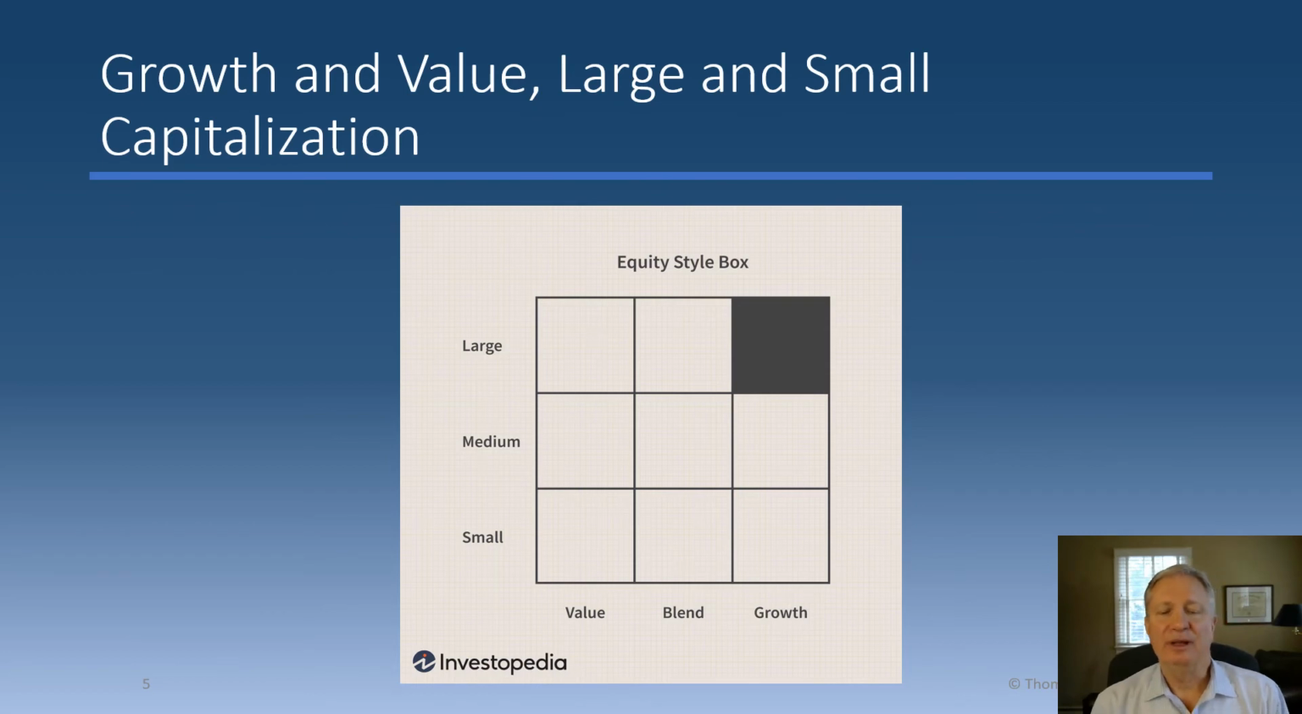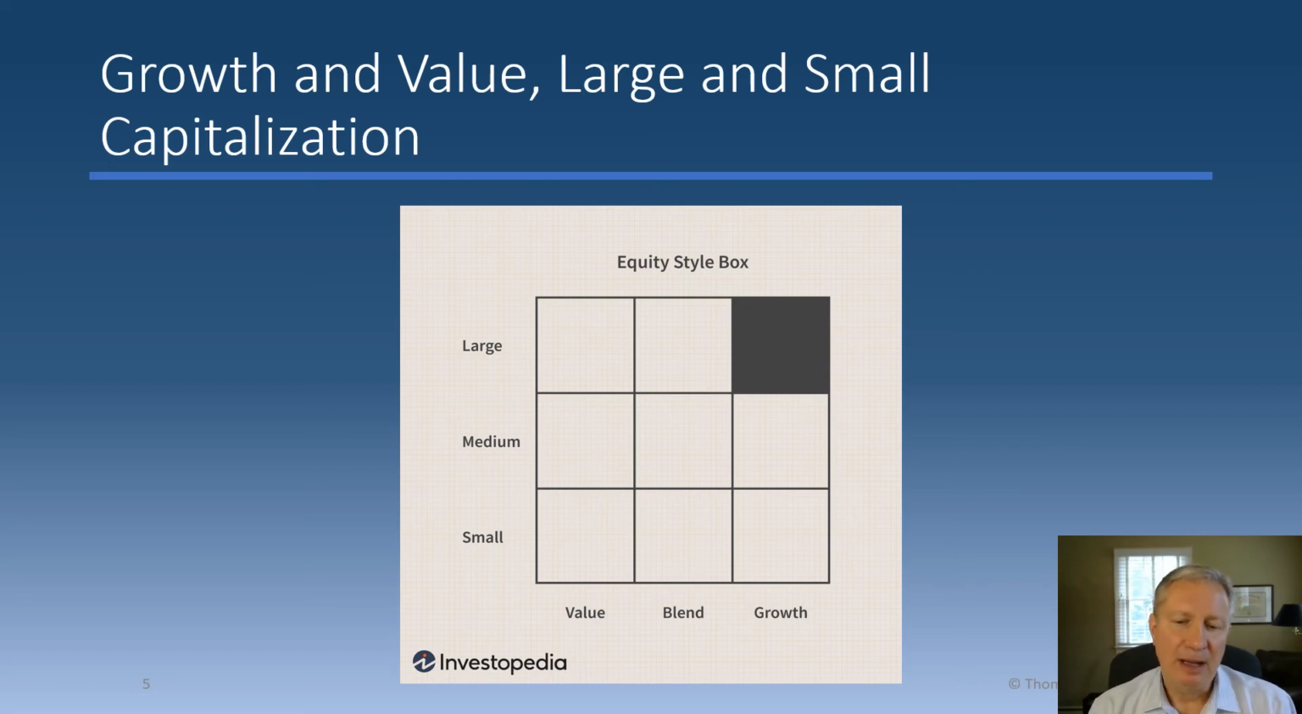This is an important slide. This is a chart, a way of looking at securities that Morningstar put together, in which it graphs value, blend, and growth across the x-axis and large, medium, and small capitalizations on the y-axis. Capitalization is the share price times the shares outstanding. It's a proxy for the size of a company. Large is usually 10 billion and up, medium is 1 to 10 billion, small is below 1 billion in market capitalization.